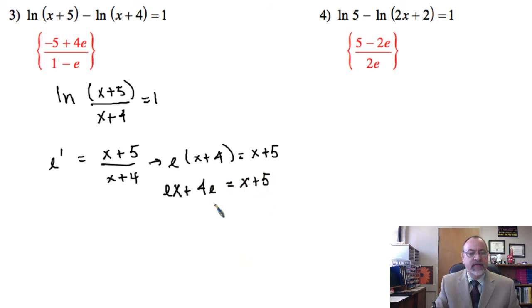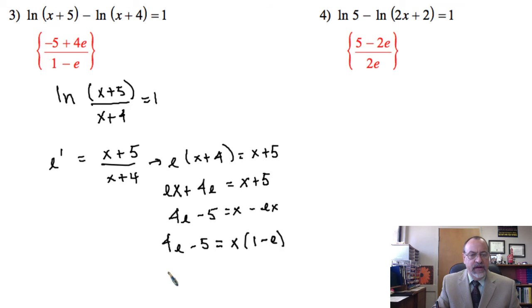I need to get these x values together on one side, so I'm going to move this to the other side. So that's going to be 4e, and I'll need to move the 5 over to this side. X minus e, x. I'm going to factor out the x. That's an equal sign. Yeah, I better go back and change that. Equal, and then factor out the x. So that's 1 minus e. And then I can divide by 1 minus e.